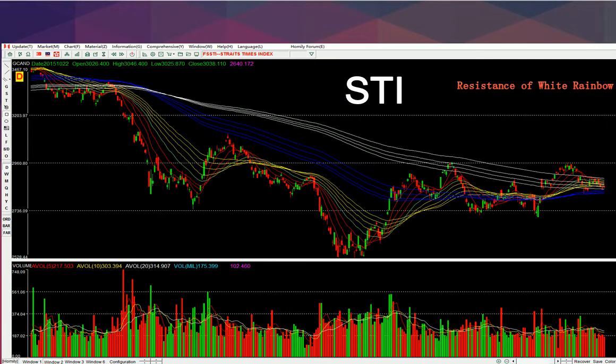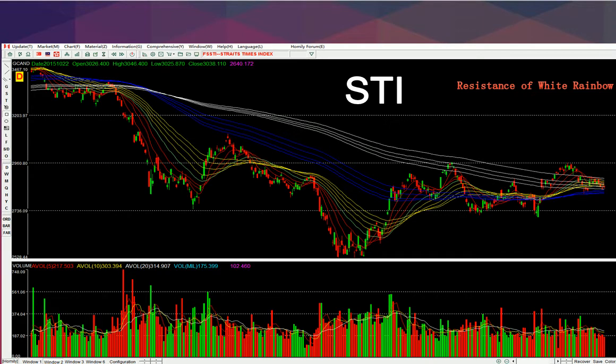Okay. Then the next one is the daily chart. I use the Homely Rainbow to judge the daily chart. This is the Homely Rainbow. The white line stands for the long term. The blue line stands for the medium long term. The yellow line stands for the medium term. And the red line stands for short term.